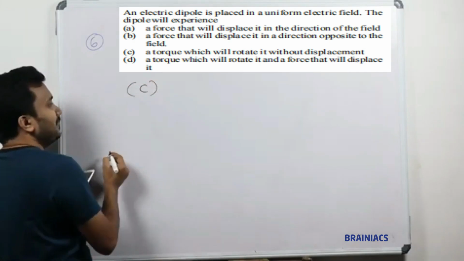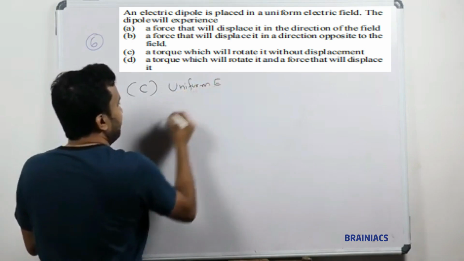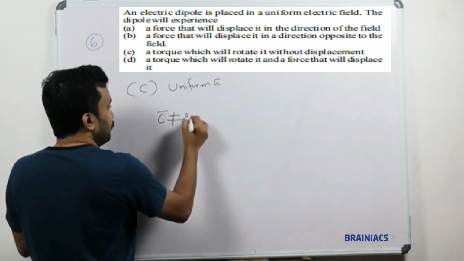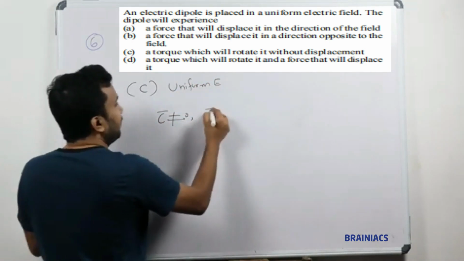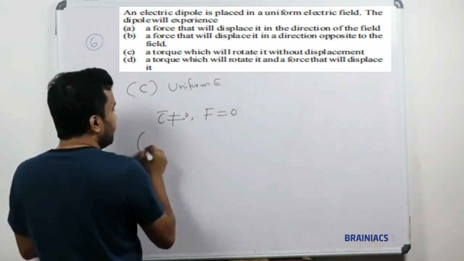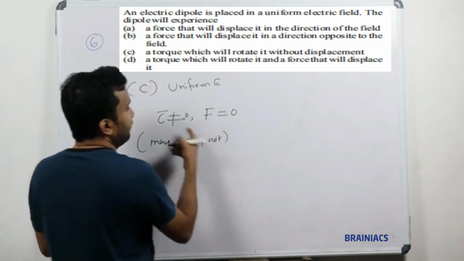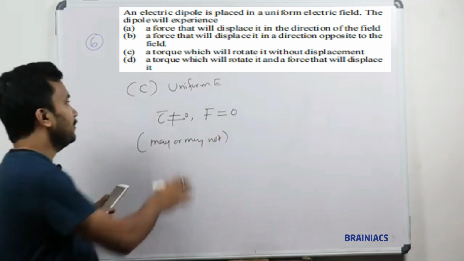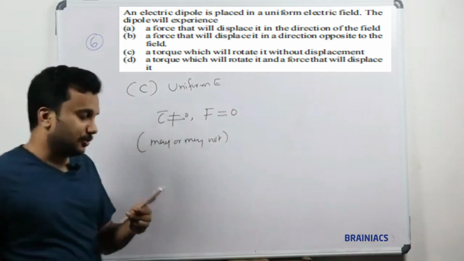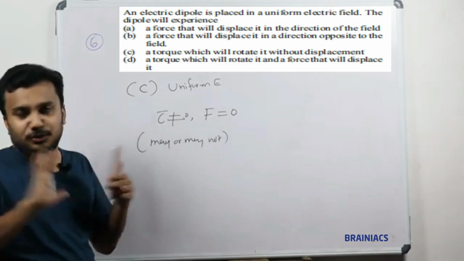Option C is the right answer. In a uniform electric field, torque is not equal to 0 ideally, but force is equal to 0. Torque, I cannot say it may or may not; I have to say it depends upon the angle, but force is always equal to 0. There is no displacement. Torque will rotate, and force it will be no.